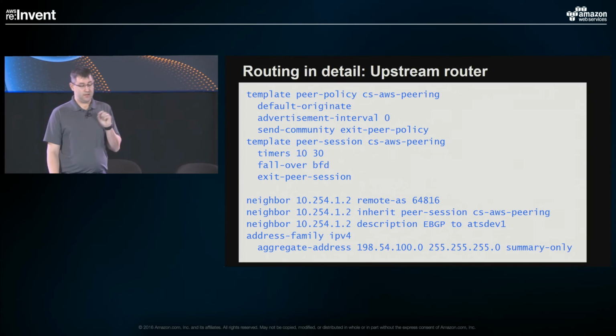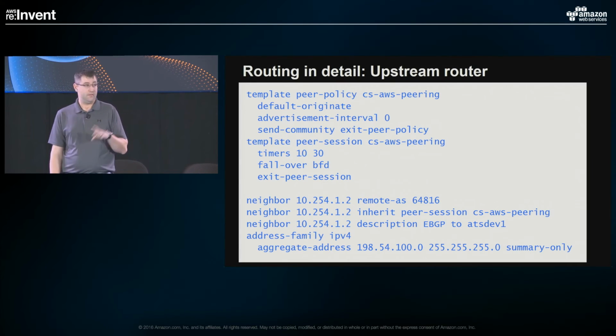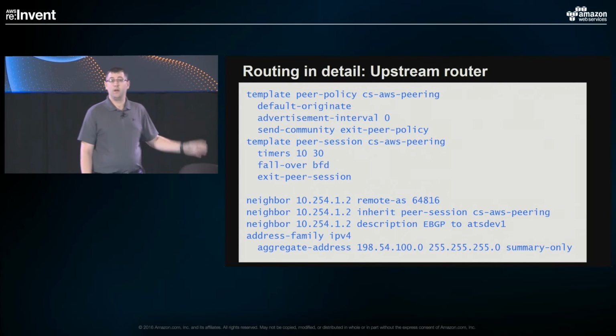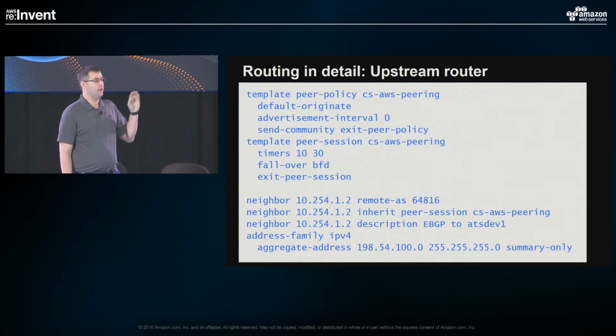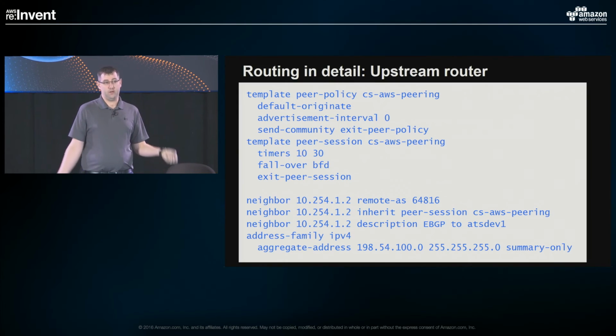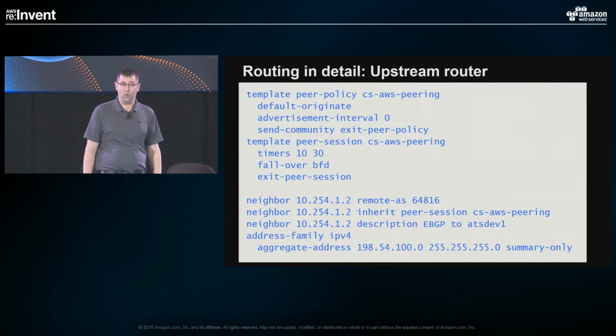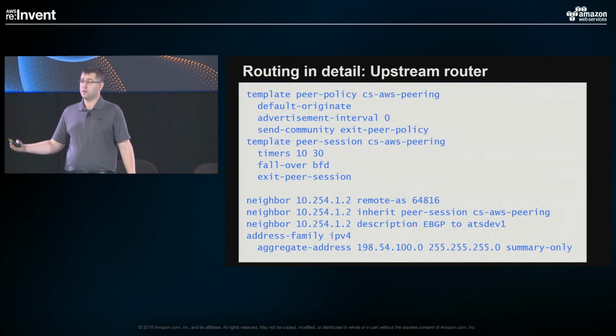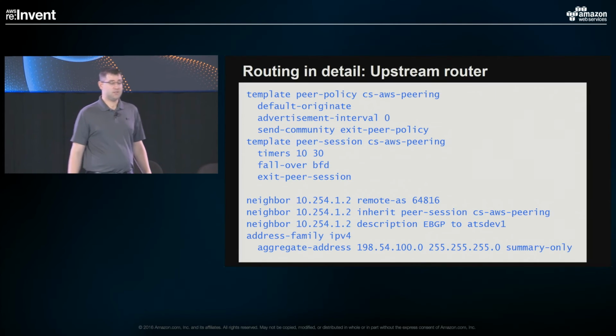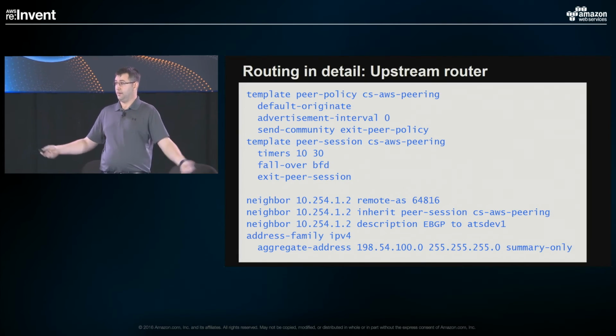And you can see here we adjusted advertisement interval again. This vendor actually supports 0. So we have 0 upstream, which is instantaneous, but it negotiates to the lowest possible value. So downstream, we actually negotiate to 1 second. And then we aggregate all of the 32s from all of the firewall partitions into a single network and announce them upstream.